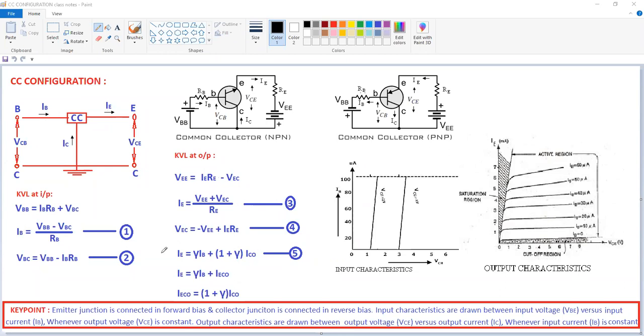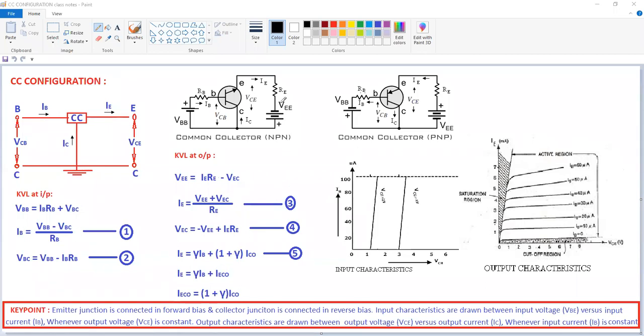Now, instead of writing 1 plus gamma into IC naught, I am writing it as ICEO, nothing but IECO. See here, IE is equal to gamma into IB plus IECO. Here E indicates the output current.